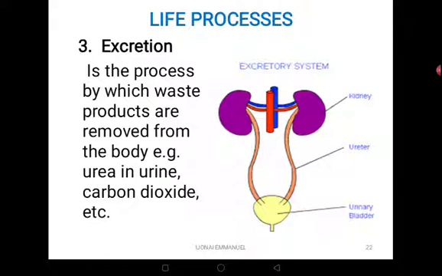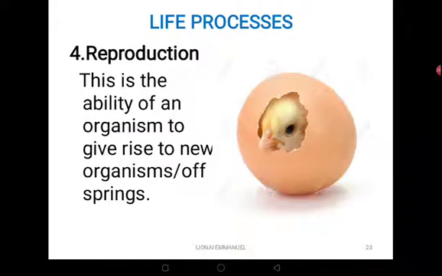Who can guess the next life process? Yes, guess the next life process. Wow, you guessed it right. It's reproduction. And what is reproduction? This is the ability of an organism to give rise or to produce a new organism or offspring. So when organisms produce new young ones into the environment, that's what we call reproduction. And reproduction takes place in all living organisms.